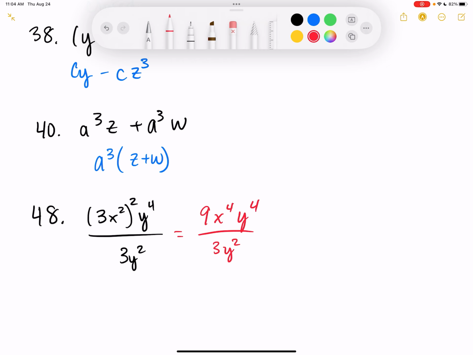Can you subtract the y's? Can we divide the thing by 3? Yep, so 9 will get divided by 3, so that's going to leave me with 3. There's no x's on the bottom, so obviously that's just getting copied over.